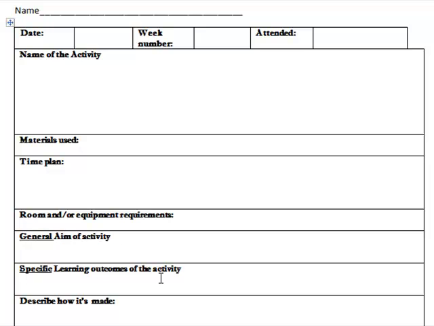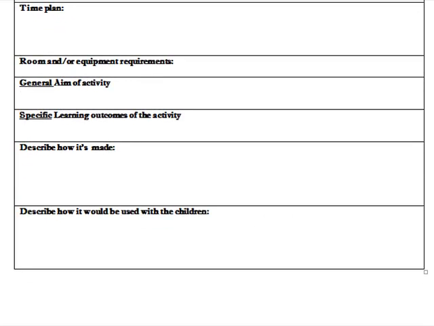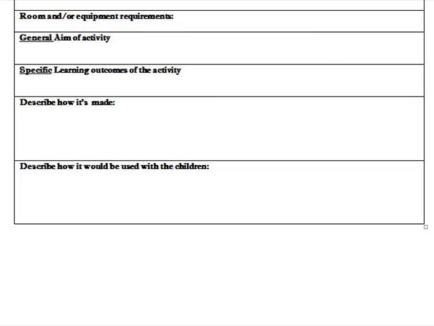The learning outcomes of the activity then are what actually comes out of that. So it's a tactile experience and so on would be one of them. So describe how it is made. So again, if it was an object or a piece of work, describe how it's going to be made. Describe how it could be used with children, if that was an object that you were creating. If like the finger paints, how it could be used with children.